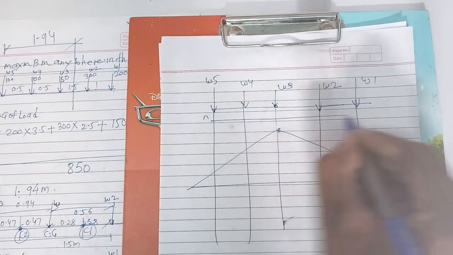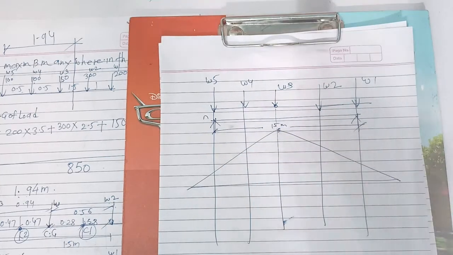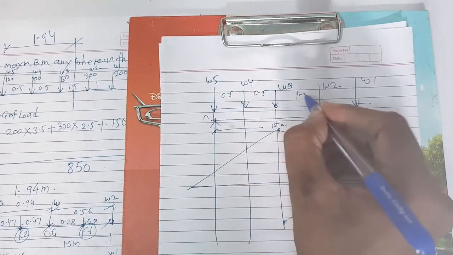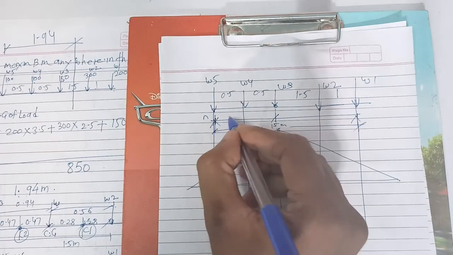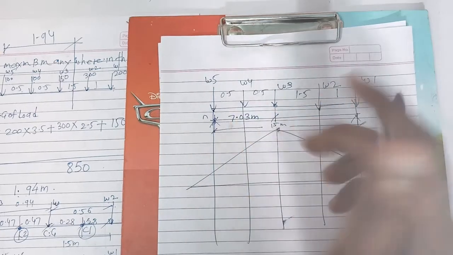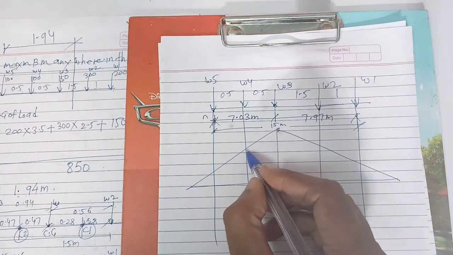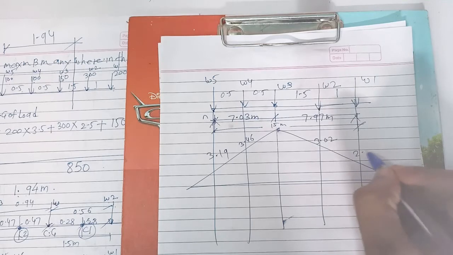So the total span is 15 meter. We know the distances: this is 0.5 meter, this is 0.5 meter, this is 1.5 meter, and this is 1 meter. Now by similarity of triangles, when we calculate, the x distance will become 7.03 meter, and 15 minus 7.03 will be equal to 7.97 meter. Now the apex by similarity of triangles will be 3.46, 3.19, 3.02 and 2.55 like this.